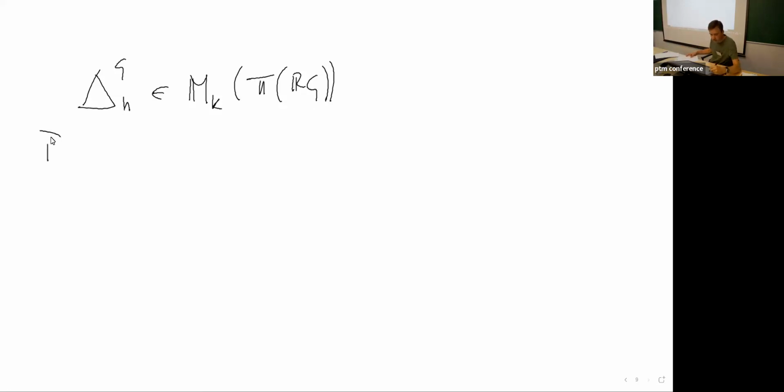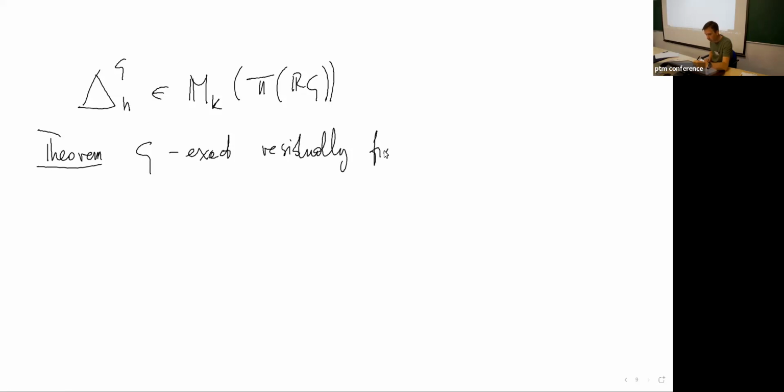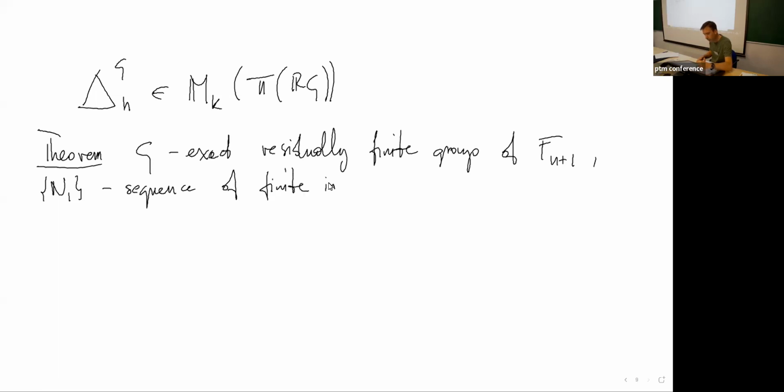Okay, so the theorem that we proved, I'll just formulate it and maybe comment on it. I need to assume certain things on the group. G is a residually finite group, which is a very mild assumption, finitely generated of type F_{n+1}. This means it has an Eilenberg-MacLane space with finite (n+1)-dimensional skeleton. N_i is a sequence of finite index subgroups which intersect at the identity.